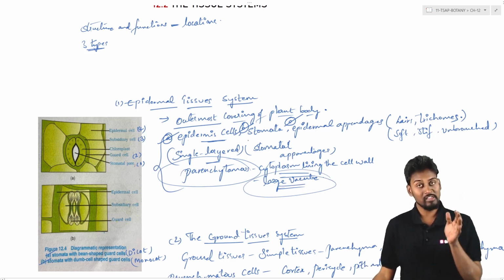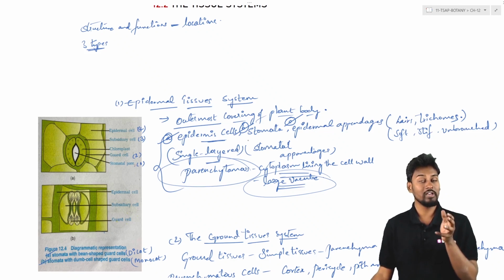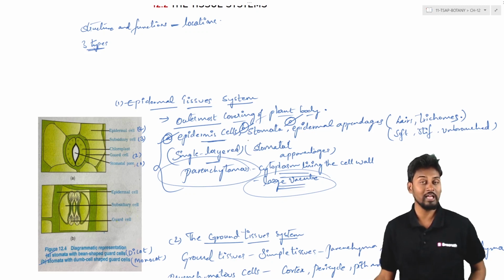So epidermal cells are the ones which form the cellular layer on the surface, the outer covering of the plant parts. The parenchymatous cells consist of cytoplasm and a very thin cell wall, and they cover the entire coverage of the plant.